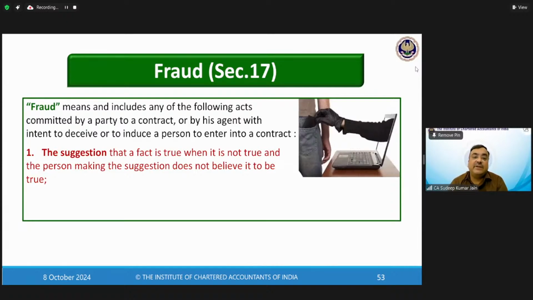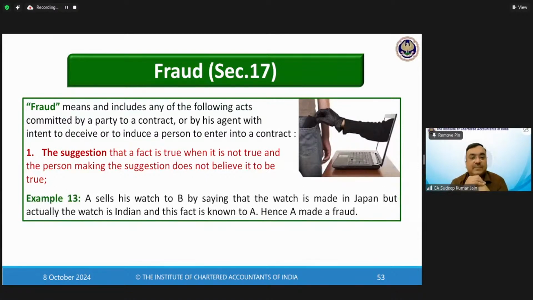Suggestion that a fact is true when it is not true, and the person making the suggestion does not believe it to be true. Means knowingly making false statement. Please note down in simple language. एक स्टेटमेंट देना ये कह के कि वो सच है जबकि वो सच नहीं है, और जो पर्सन वो स्टेटमेंट दे रहा है उसे भी पता है कि सच नहीं है. So knowingly making false statement.